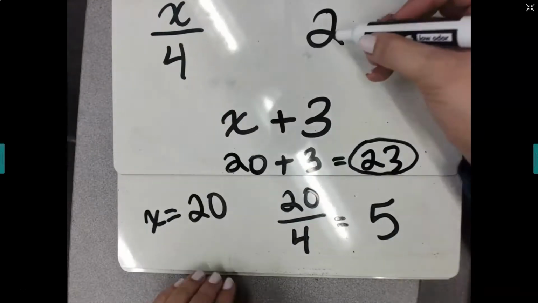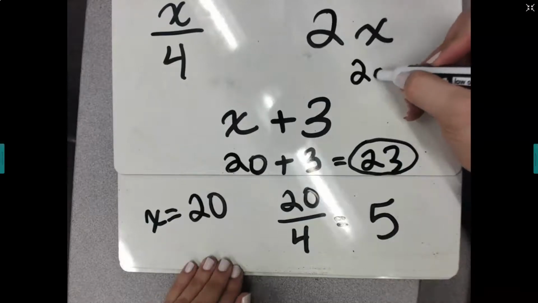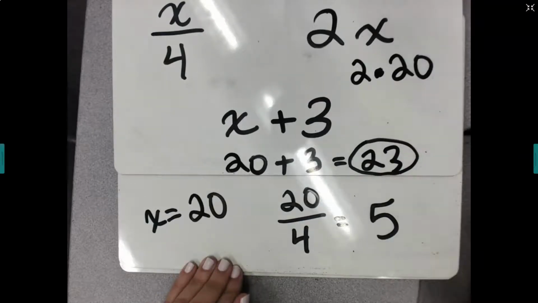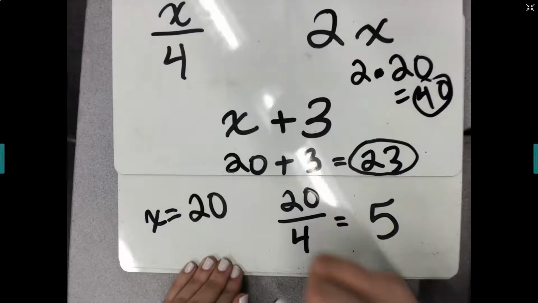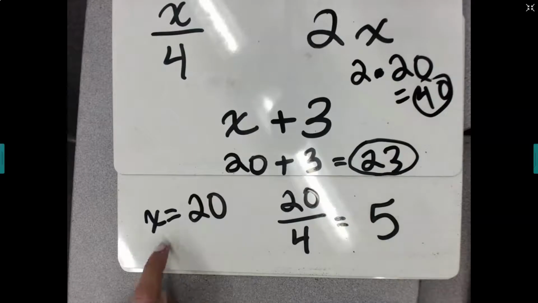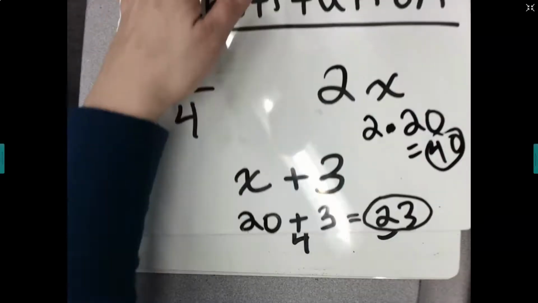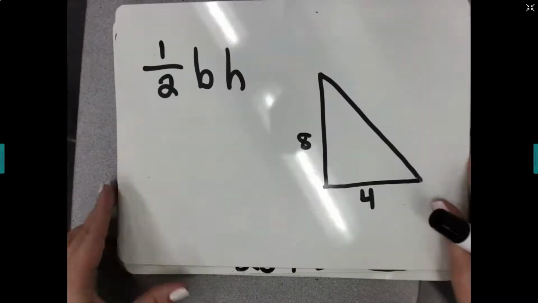And then finally, 2x. Remember, this is 2 times x, so that would be 2 times 20 equals 40. So I've evaluated all 3 of these expressions for this given value, x equals 20. Let's look at another example that uses a formula instead.